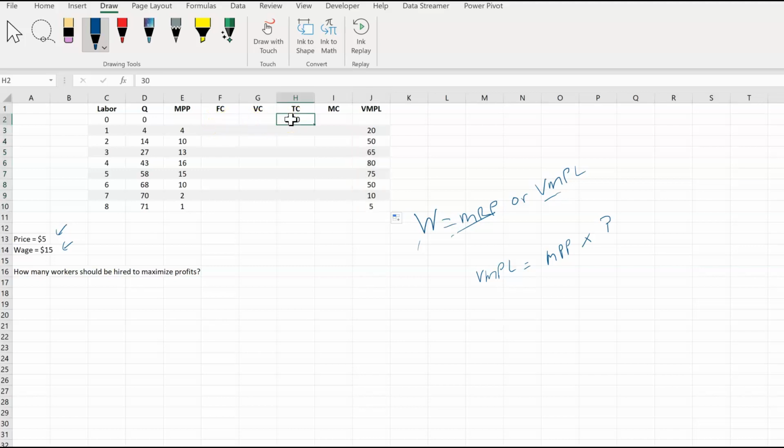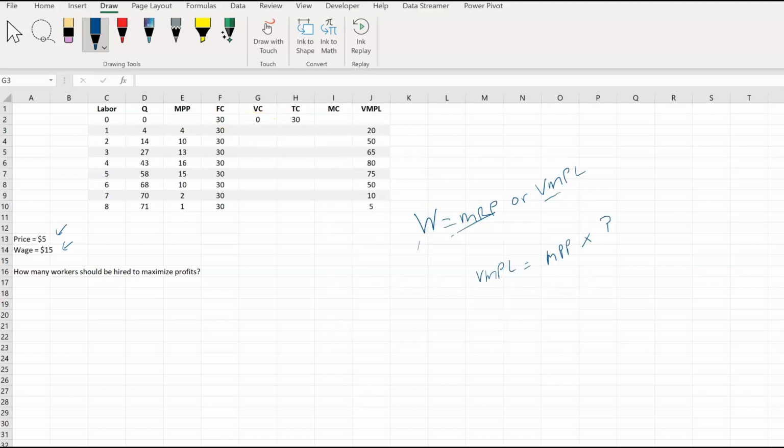Now let's figure out our costs. The total cost here is 30, and we know total cost at an output rate of zero is fixed cost. So that's 30 right there. And we know fixed cost doesn't change, so we're going to fill that all the way down. Now, variable cost is going to be total cost minus fixed cost.